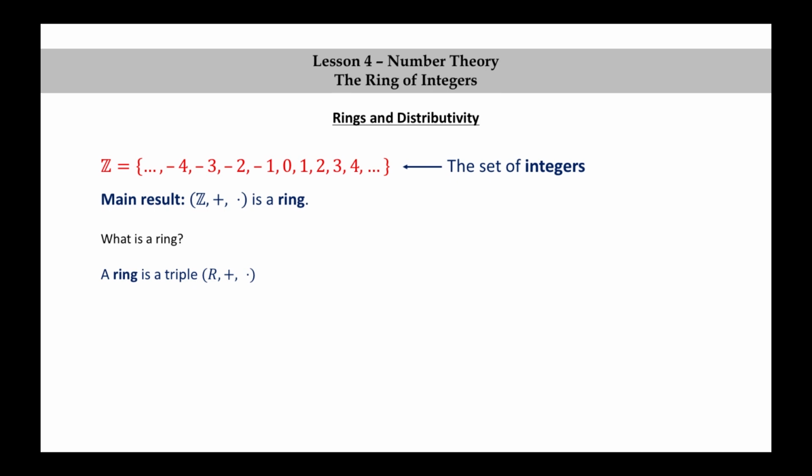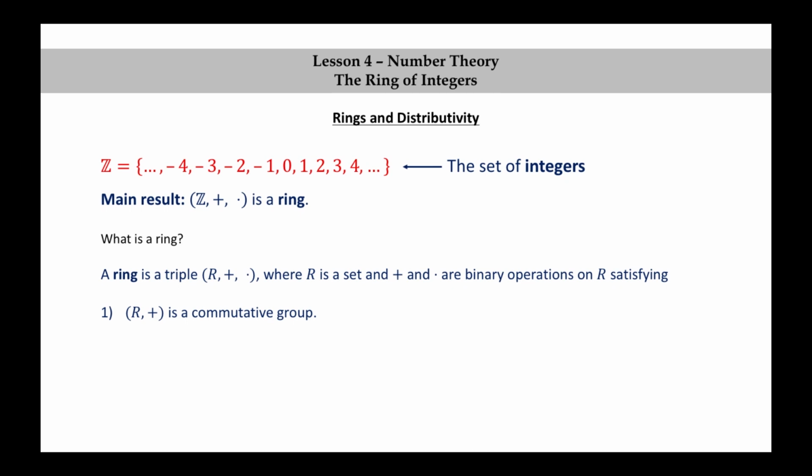Well, a ring is a triple (R, plus, times), where R is a set, and plus and times are binary operations on R, satisfying three properties, each of which consists of some subproperties. So let's look at each one in turn. The first big property is that (R, plus) is a commutative group.